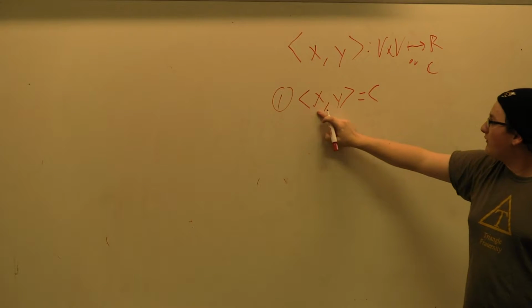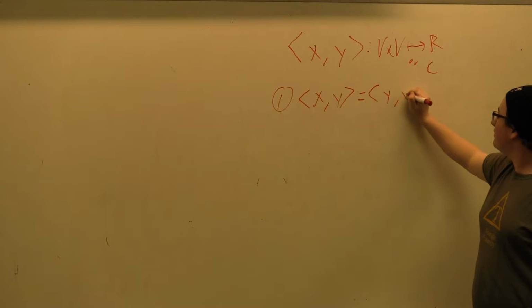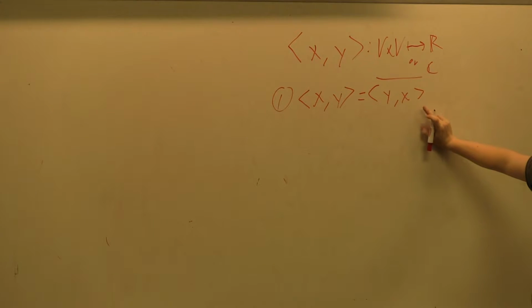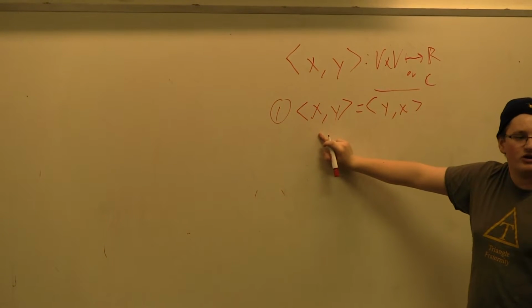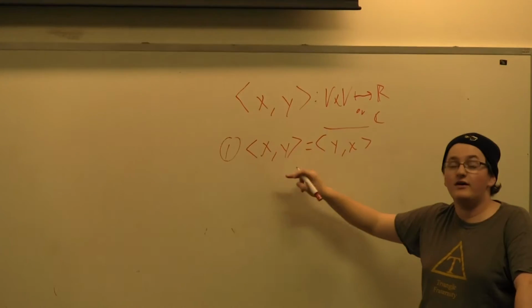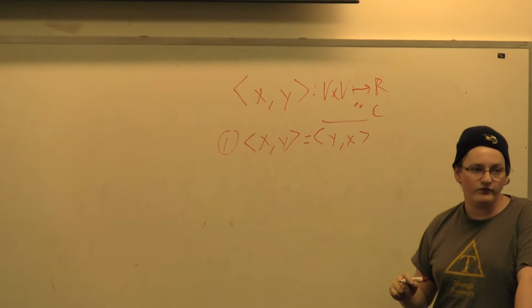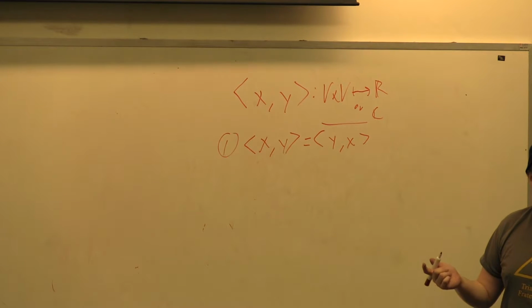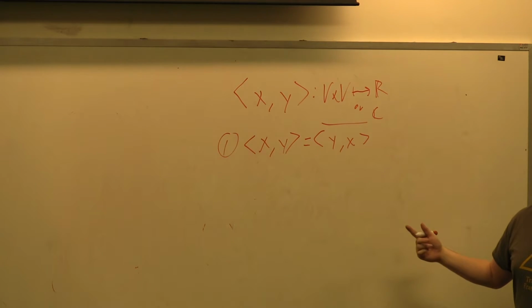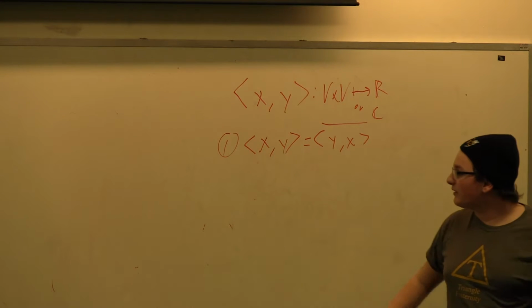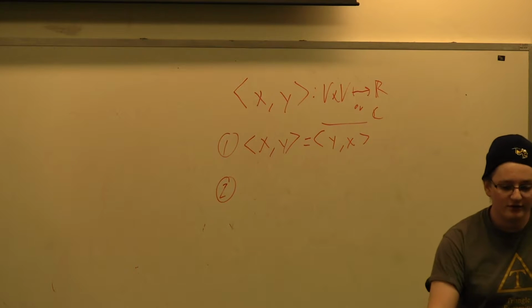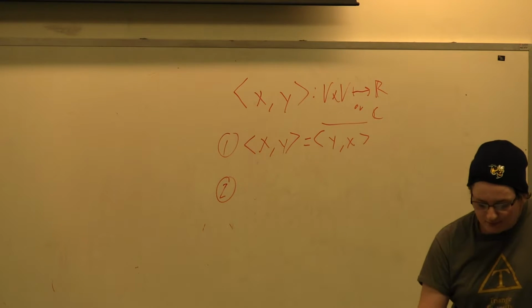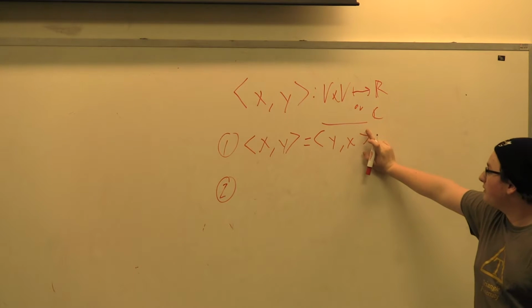The inner product of x and y has to be equal to the conjugate of the inner product of y and x. What this means is that the conjugate of a real number is itself, the conjugate of an imaginary number is the negative of itself, and the conjugate of a complex number is the real part minus its imaginary part. That's something you should have talked about when you were talking about conjugates in your calculus classes, and that's what this bar over the inner product means.